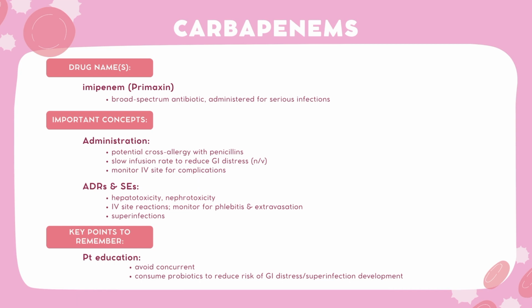Now for carbapenems, with the prototype imipenem. This is the final drug class we'll cover here that may be contraindicated if the patient reports a penicillin allergy. This medication is also broad spectrum, but may be reserved for serious infections only, due to the risk for some pretty nasty side effects. Among these is a risk for superinfections, as the normal microbiome is disrupted. This medication may also result in nephrotoxicity and hepatotoxicity, so patients at risk of these complications should have renal function and liver function monitored throughout the duration of therapy.